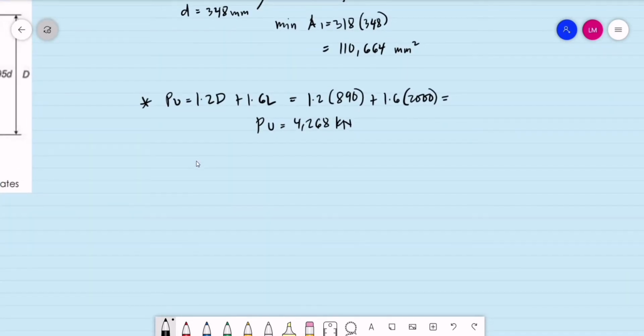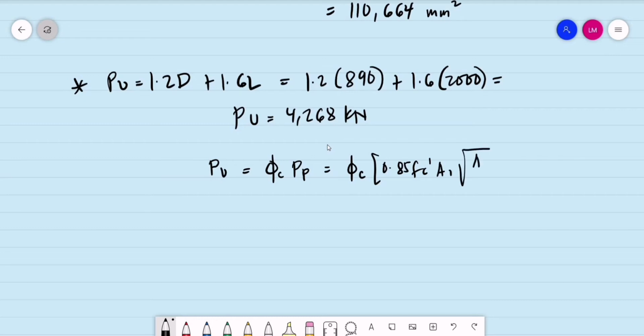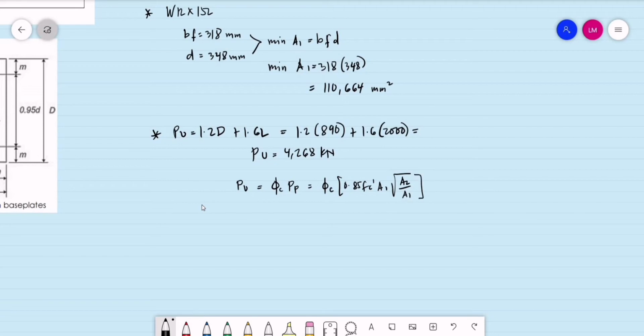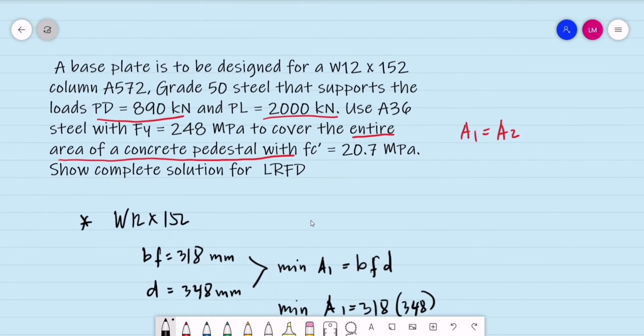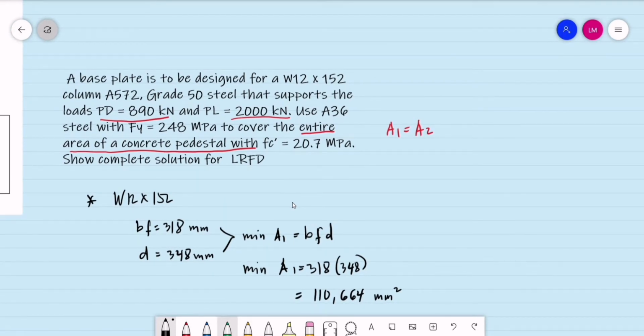Okay, so for our concrete, the nominal capacity of concrete, if we are to equate it to our ultimate load, we have P_U equal to the reduction factor for the concrete, phi_c, multiplied by 0.85 f'c multiplied by area 1, then the square root of area 2 divided by area 1. But for this example, since we don't have yet the dimension of our concrete pedestal, and also according to the problem, the base plate is to cover the entire area of our concrete pedestal, that makes area 1 equal to area 2. Which means the square root of area 2 over area 1 is basically equal to 1.